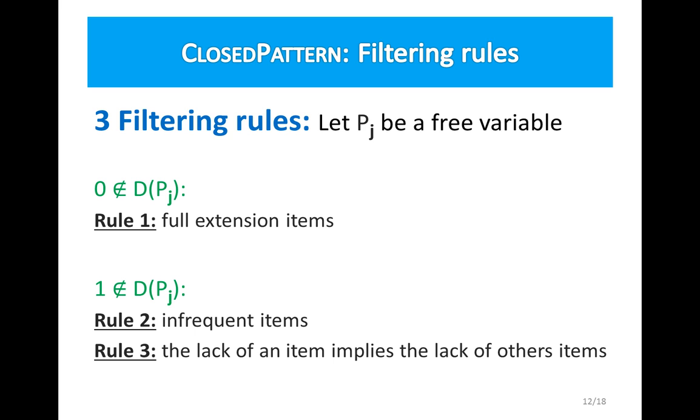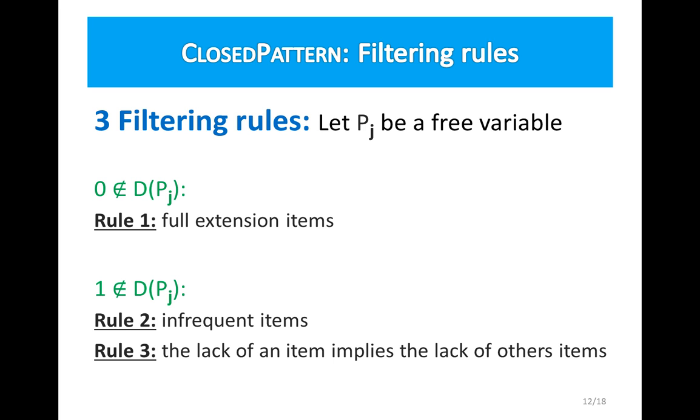Our global constraint performs three filtering rules. The first one characterizes the inconsistency of the value 0. This case happens if we have items that are full extensions of the partial assignment, so items that must necessarily be present in the item set.